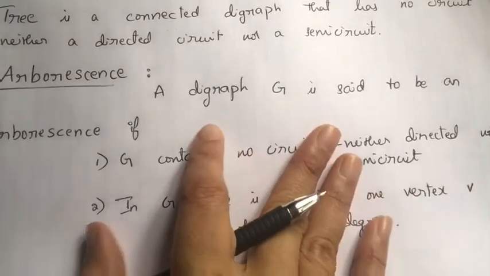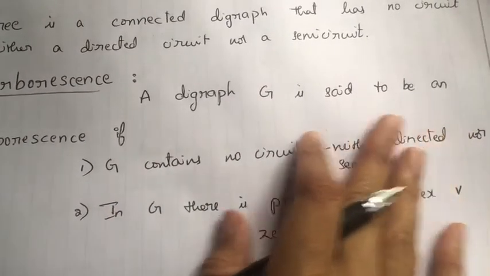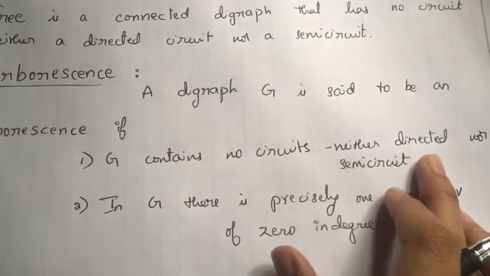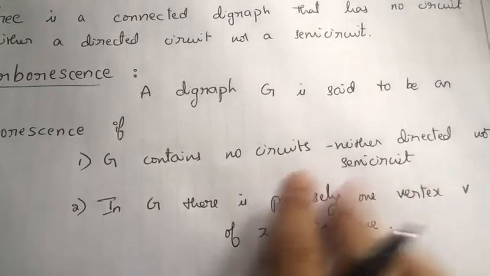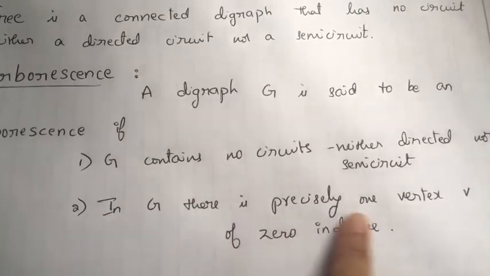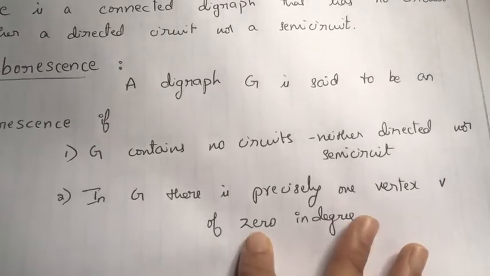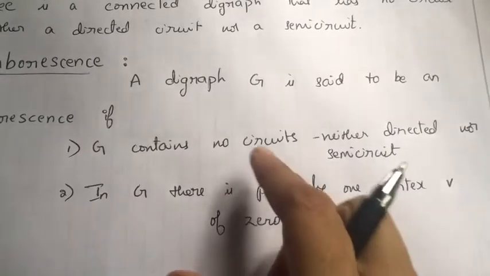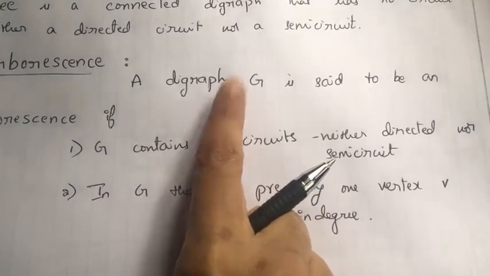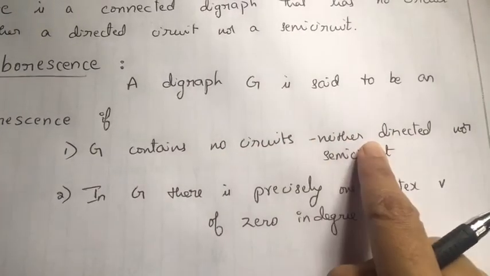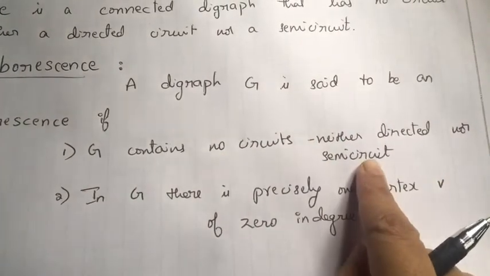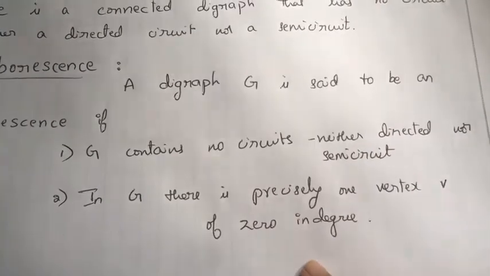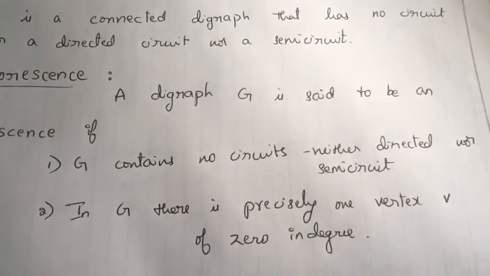Arborescence: a digraph G is said to be an arborescence if G contains no circuits. It means neither a directed circuit nor a semi-circuit, and in G there is exactly one vertex of 0 in degree. Okay, it's a digraph and it has no circuits, neither a directed one nor a semi-circuit, and there is exactly one vertex of 0 in degree. So I'll explain with an example.